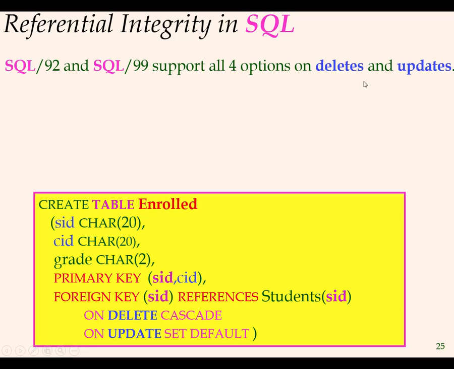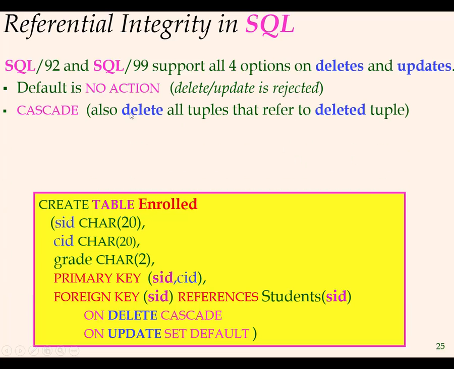Okay, so referential integrity can be specified in these standards, SQL 92 and 98, 99, for deletes and updates. So this is an example. I'm going to create a table enrolled. These are the attributes, and I can say, again, I need a comma right here, on delete cascade. So if I delete the parent, the children will automatically be deleted by the DBMS. On update, I want to set to default. So these are some usages.